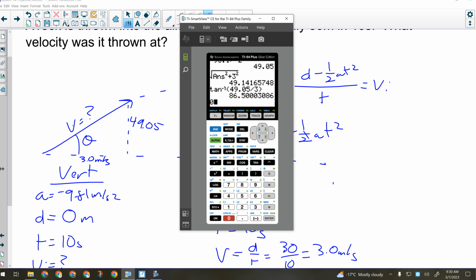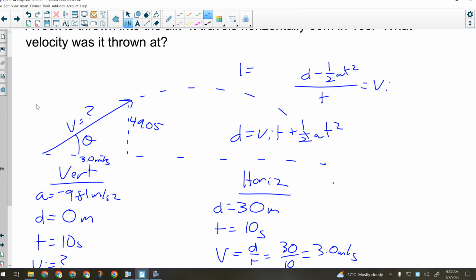Okay, so 0 minus 0.5 times negative 9.81 times 10 squared divided by 10 comes out the same number. Could have done it that way too. Everybody all right with that? I wouldn't give you one like that on a test because it's kind of a math question as opposed to a physics question, and because of that algebra trick. But it makes you think outside the box a little bit.